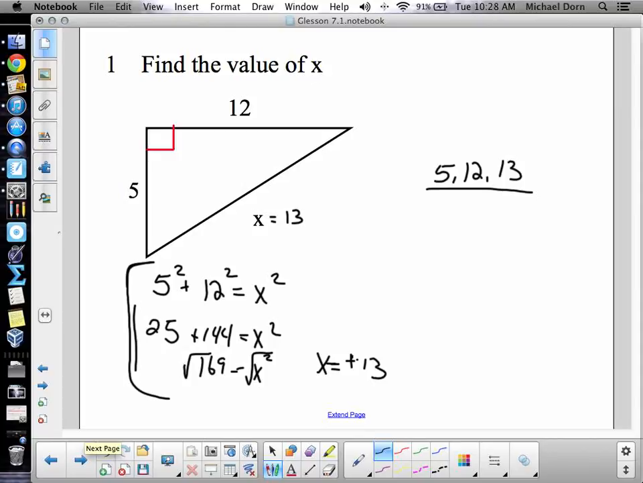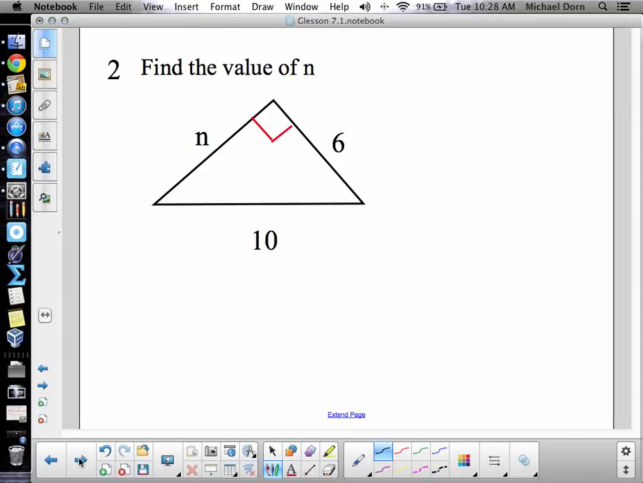Very typical Pythagorean theorem problem. Now a little less typical. In fact, this is the one that more people will make mistakes on than anything else, because they go 6 squared plus 10 squared equals n squared.